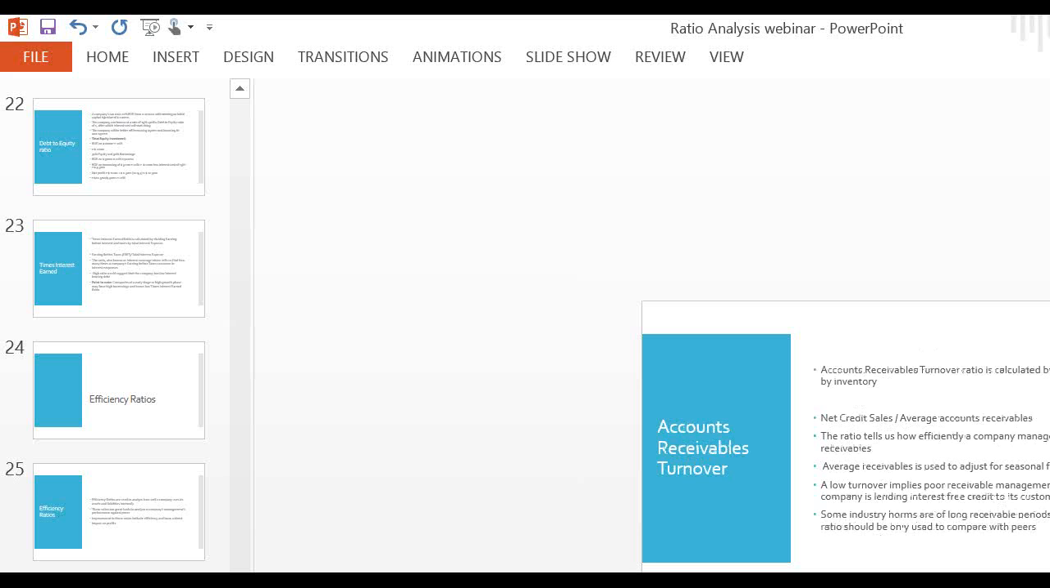Next ratio is accounts receivable turnover. The accounts receivable turnover ratio is calculated by dividing sales by accounts receivable. Again, we should use average accounts receivable. The ratio tells us how efficiently a company manages its receivables level. Accounts receivable are assets, but basically they are the funds which are due to be received from customers. Once we have made a sale and we haven't received the money from that sale, such amounts are called accounts receivable. So if there are high accounts receivable levels, it basically means that our customers are using our money to finance their operations.